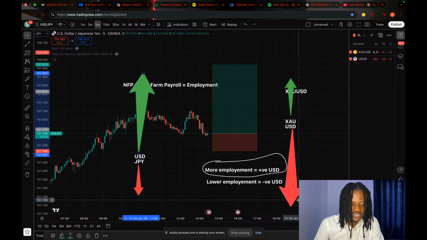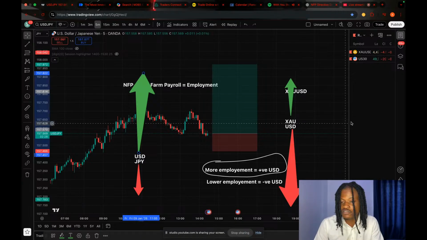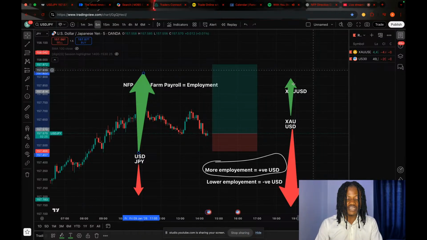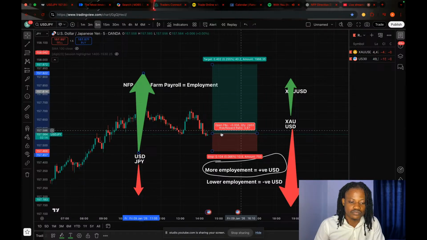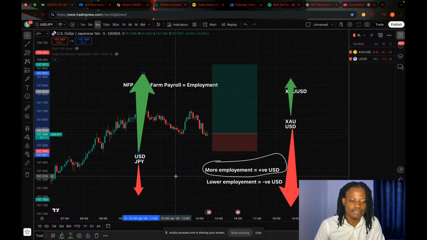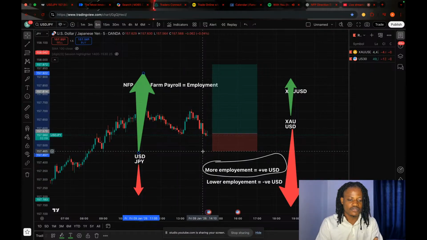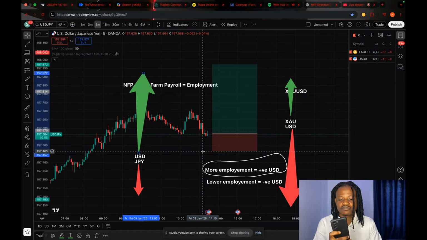Now, 2 minutes to the NFP release time, because the NFP is coming out by 2:30 p.m., we are going to enter a buy on USD JPY. Once we enter the buy, I'll tell you the stop loss to use. So let's go and enter our buy now.